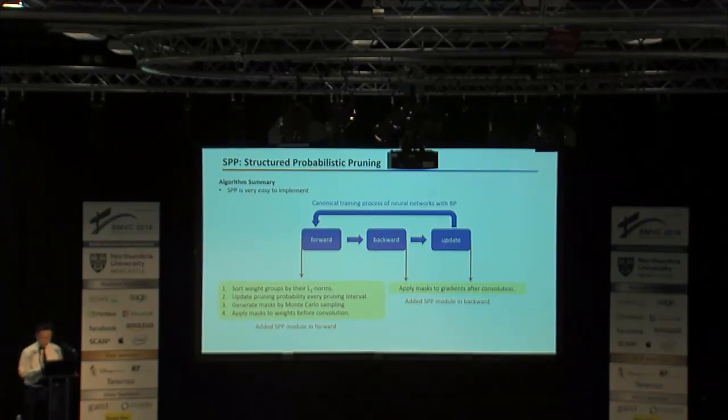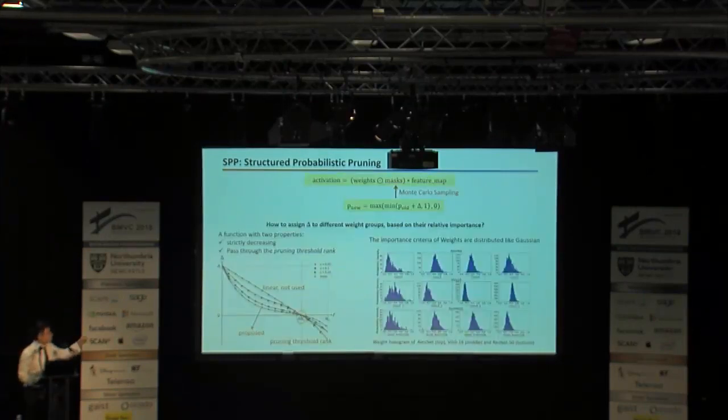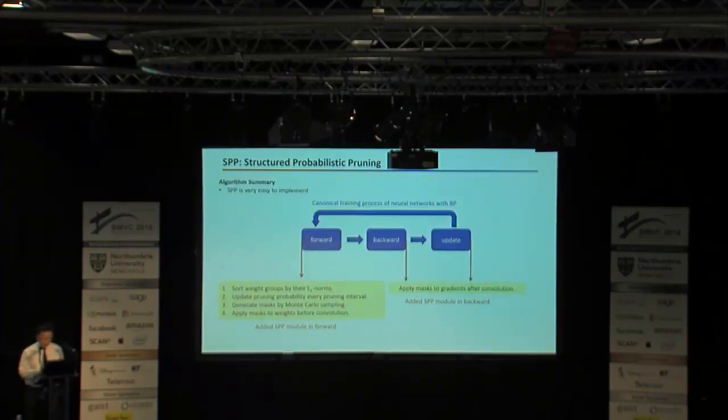Firstly, we generate pruning probability with the above method. Then we generate a mask by Monte Carlo sampling of these probabilities. Then we apply this mask during forward calculation and back propagation. And after several iterations, we recalculate the pruning probability based on this diagram, and then we do the same thing again.